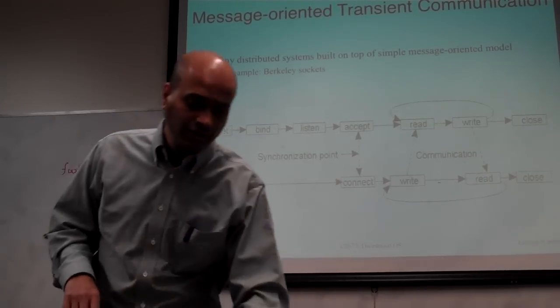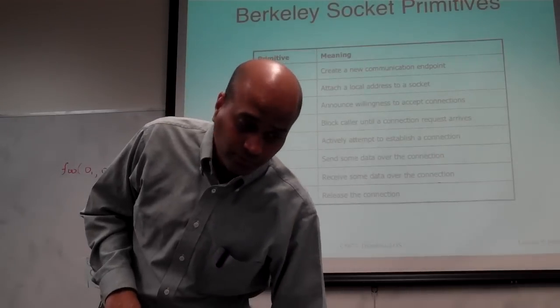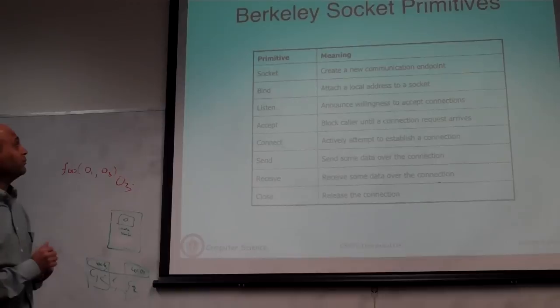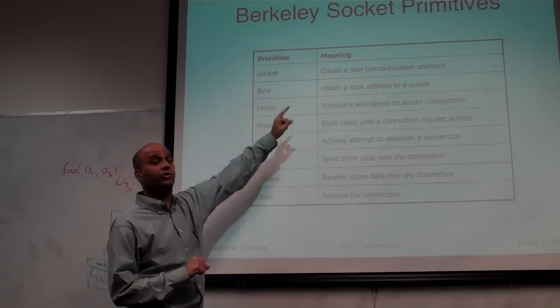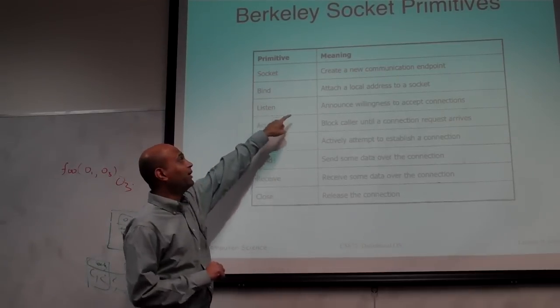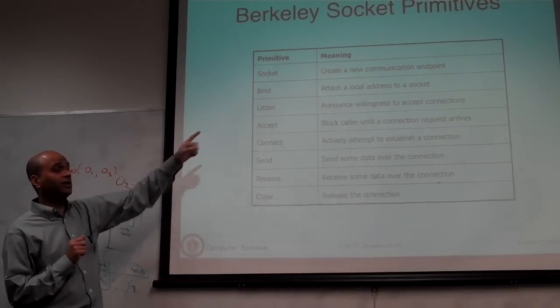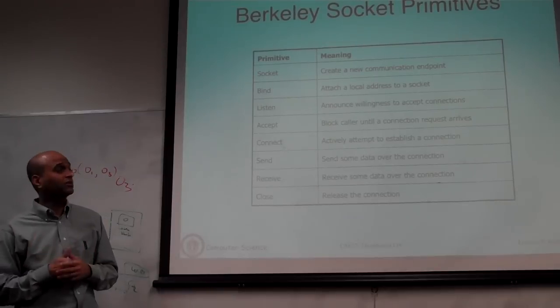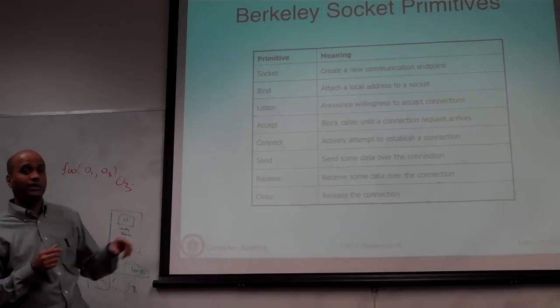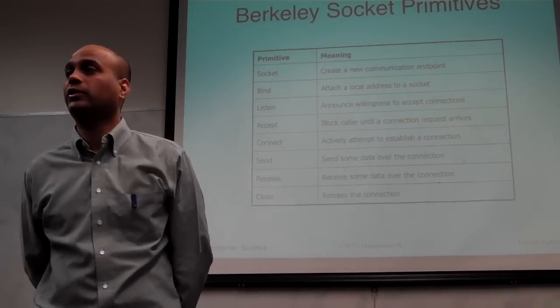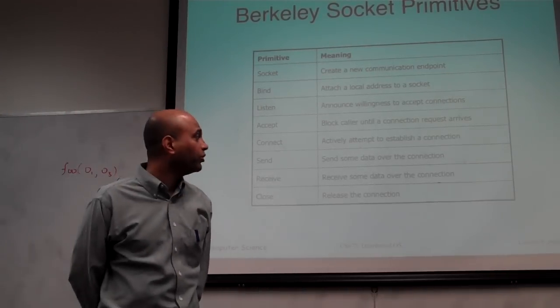So this is basically the way sockets typically work. This is just a table that shows all of those calls that I mentioned. Socket creates a new communication endpoint, bind will attach a local address, which is a port number, to the socket. Listen basically announces your willingness to receive new connections, and accept is a blocking call. It's going to block the caller until a request actually arrives at the port you're bound to.